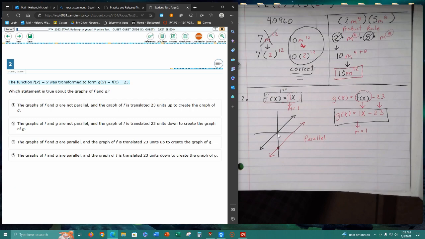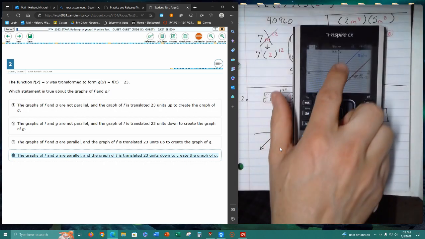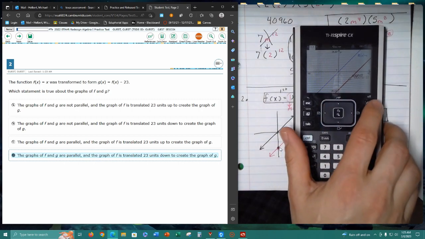But what I hope you notice is that we didn't move up 23 units. Our new line, g of x, what we transformed, actually moved down. So it can't be C because that says it moved up. So our answer has to be D, that the graphs of f and g are parallel and the graph of f is translated 23 units down. In other words, we went from being at the origin all the way down to negative 23 for our y-intercept. You can tell by looking at it that it moved down, so that's the only correct answer.